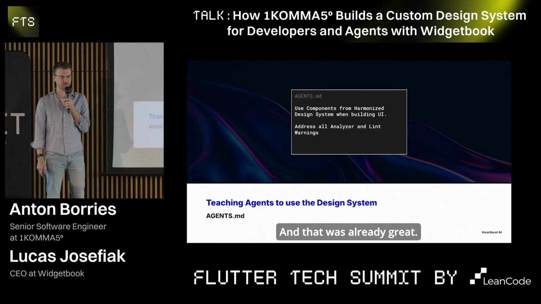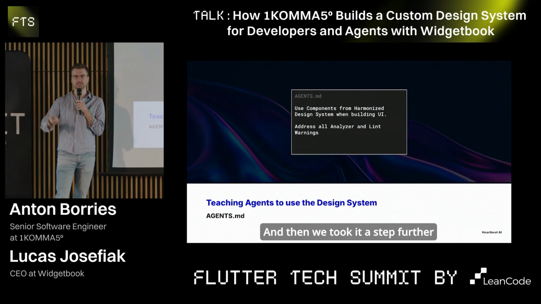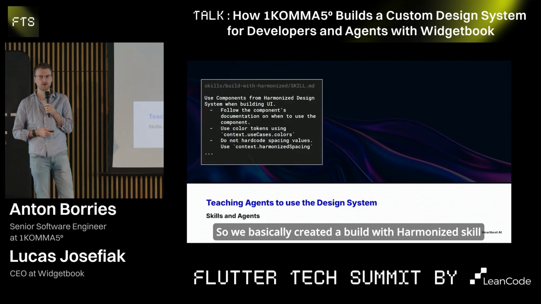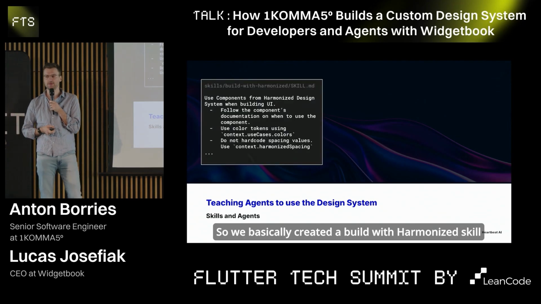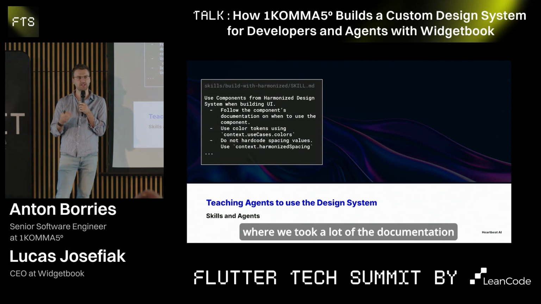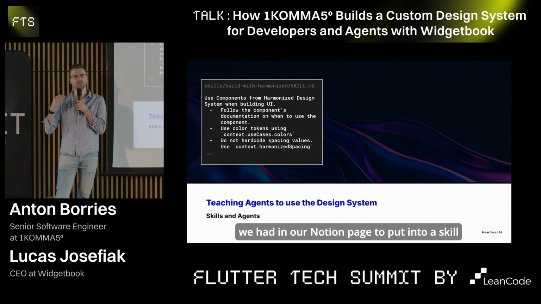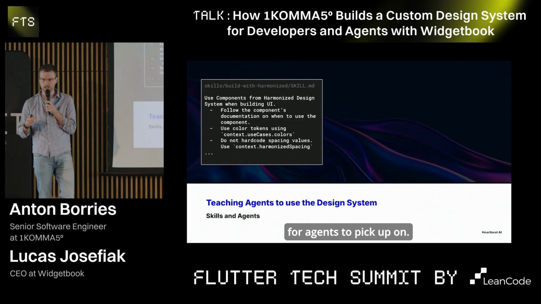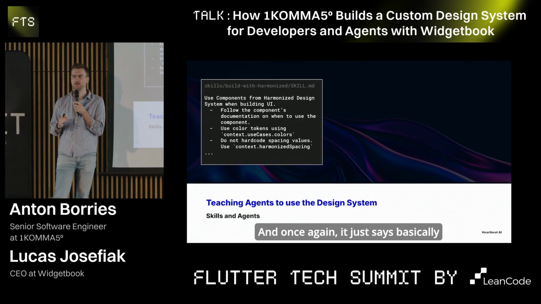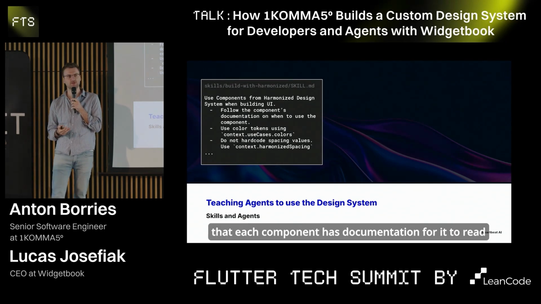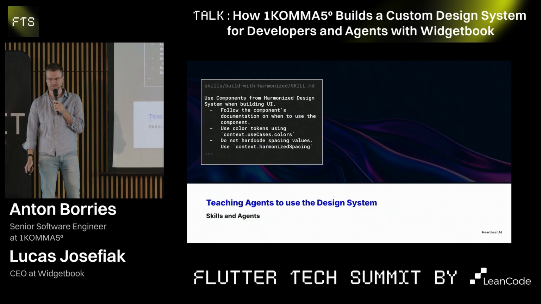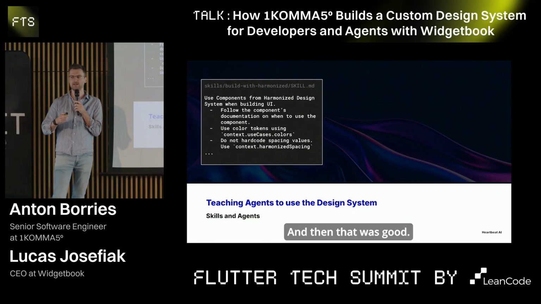And that was already great. And then we took it a step further by introducing some skills and sub-agents. So we basically created a build with Harmonized skill, where we took a lot of the documentation we had in our Notion page to put into a skill for agents to pick up on. And once again, it just says basically to use the components, pointed towards that each component has documentation for it to read, to use the correct tokens. And then that was good.